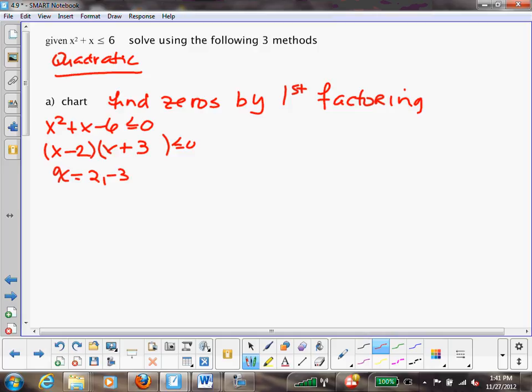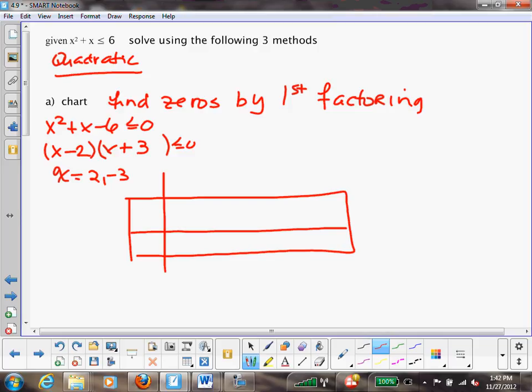All good so far? Okay, so here's what the chart looks like. This is my x, this is my y. I have two zeros. We're going to put them in numerical order. Negative 3 is to the left of positive 2. Notice how I have spaces in between. Our spaces are our test points.